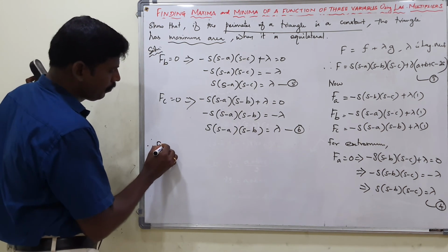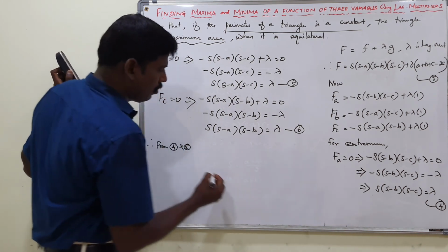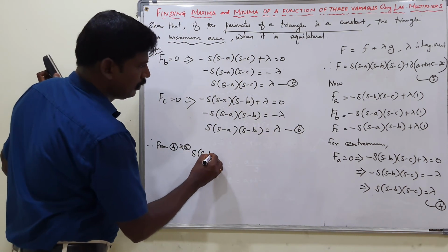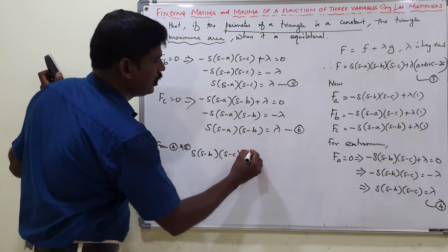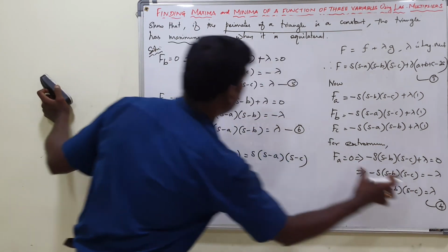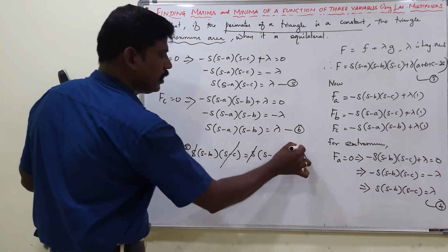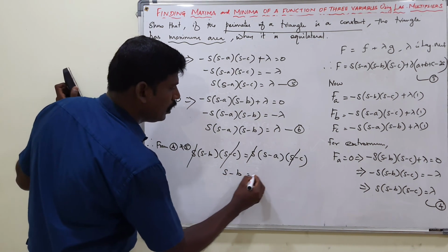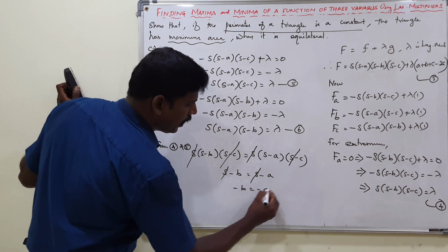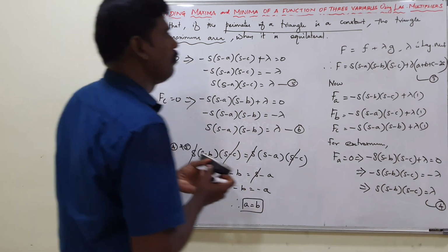Therefore from 4 and 5, left hand sides are equal. So S into (S minus B) into (S minus C) is equal to S into (S minus A) into (S minus C), isn't it? So this is equal to this. Okay, that's why I write it here. You can cancel S on both sides, same like that (S minus C) on both sides. So S minus B equal to S minus A. Again, you can cancel S on both sides: minus B equal to minus A. Therefore, cancelling minus on both sides, A equal to B. We obtain one result.